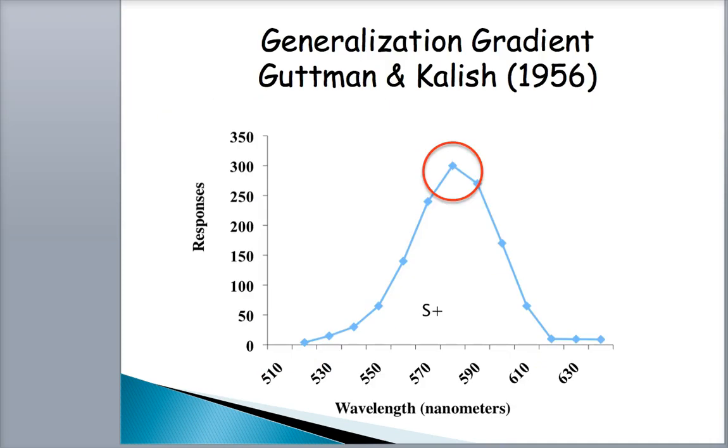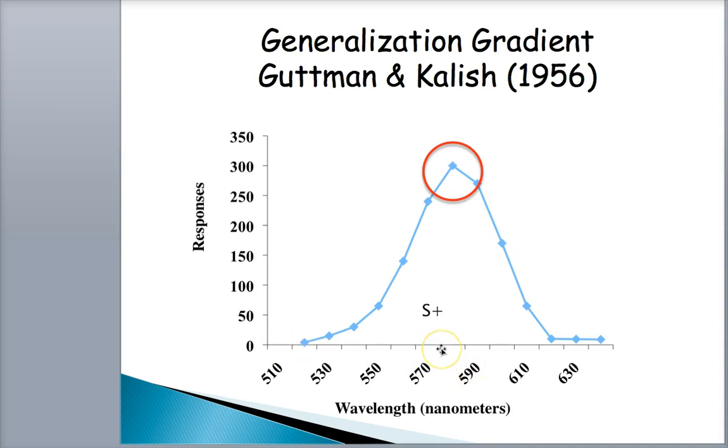So here is that gradient that we saw before from Guttman and Kalish. If you'll recall, the S+ was 580 nanometers, which is a yellow key light for pigeons. And when they tested across all of the different wavelengths, what they found was that the highest rate of responding occurred at 580, which is the S+. But as you move away from yellow toward the yellow greens, the blue greens, and then down to the blues, you get less and less responding the further away from the S+ you move.